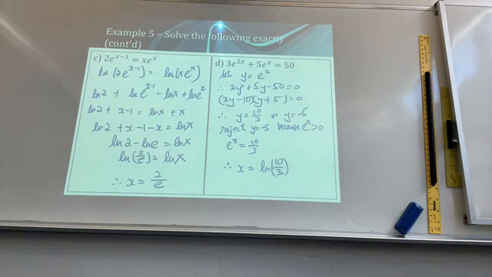Do you agree with it? No, you can't, because you can't take the natural log that way. If you take the natural log of big terms, it will be ln 3 terms plus 5 units. That whole thing will be ln.